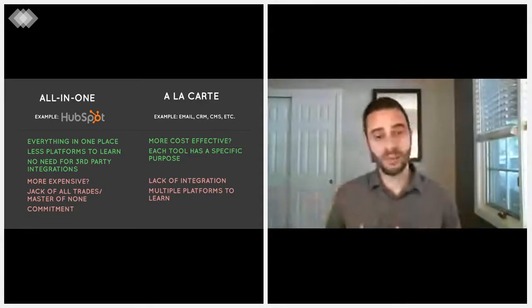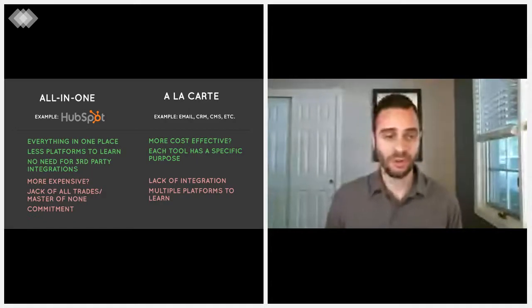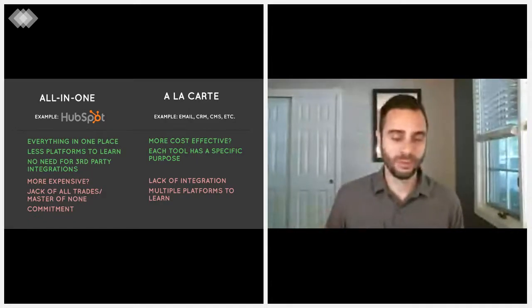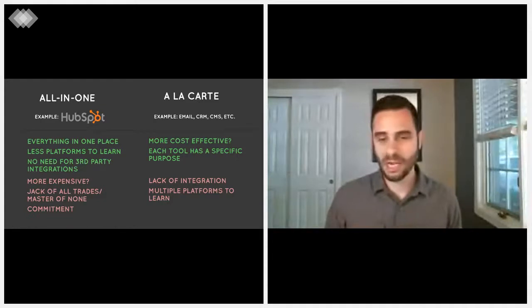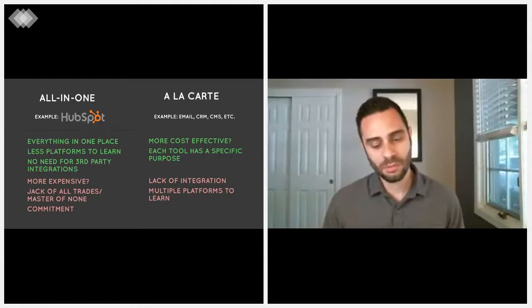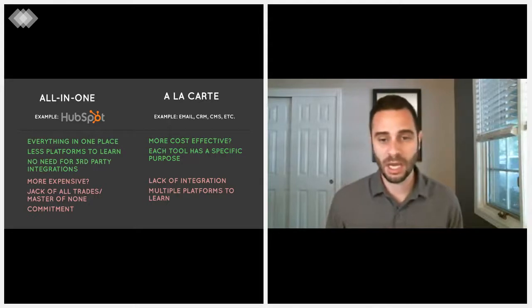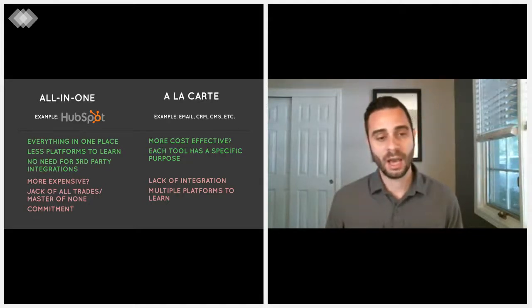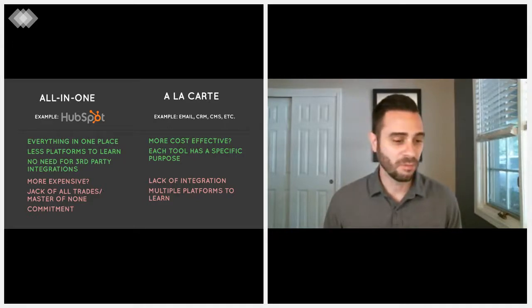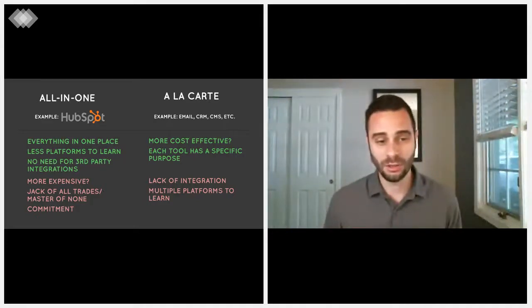So on the flip side, we have this kind of a la carte model, which is having separate platforms for email, CRM, CMS, analytics, tracking, and we'll go through a list of what those things could be. So the pros of this is it can be more cost effective. You can find really specific, specialized products out there that are really effective at doing what they do. And they're built for that. You can see each tool has its own specific purpose. So they're typically really renowned in the industry for what they do.